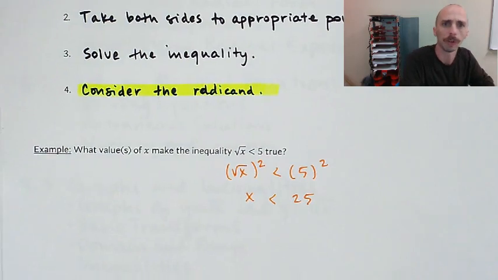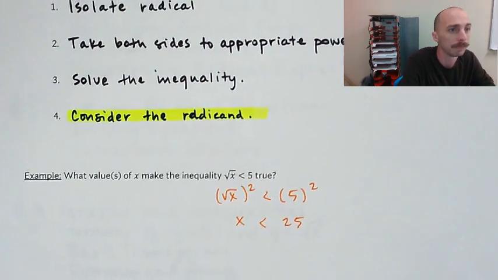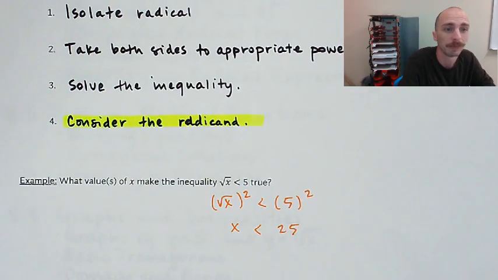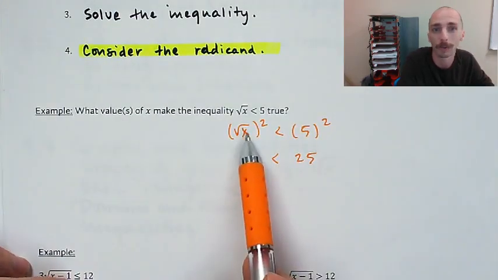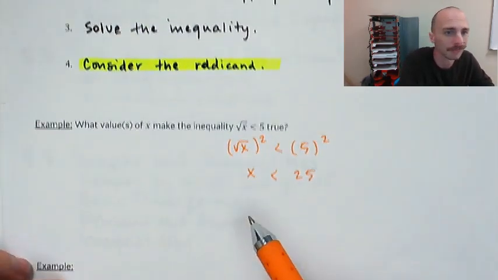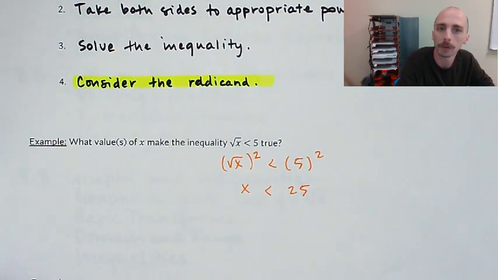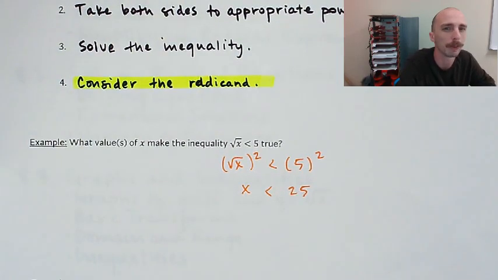I radically took both sides to the second power. That solved the inequality. I didn't do the same thing to both sides, like subtracting 1 from both sides if it were the square root of x plus 1. So x is less than 25. But there's more to it than this. This is not true for all numbers. So I plug in x equals -1.